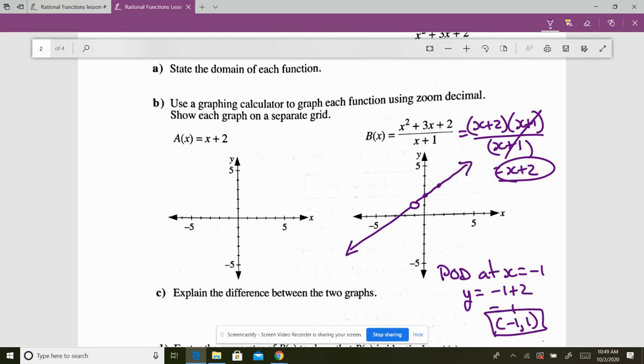And there's the equation of the line. Okay? With an open circle. Okay?